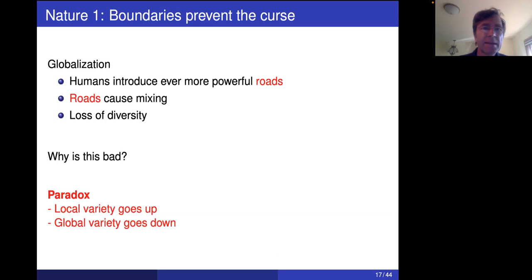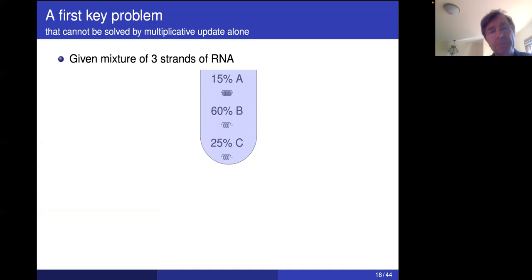Okay, now let me show you another experiment, a hypothetical experiment. Assume you have three RNA strands in a soup. You don't know what the three strands are, and you don't know what their concentrations are, but you know there's three strands in there. And I give you the task: make more of the soup with the same concentrations. Anybody knows how to do it?